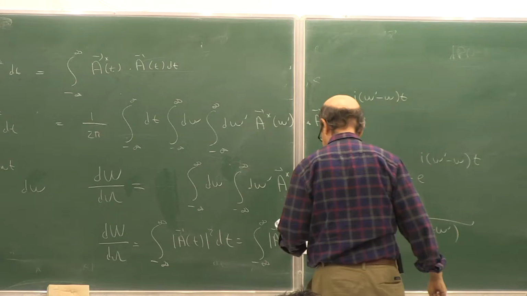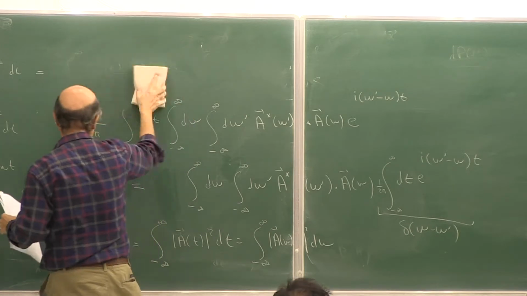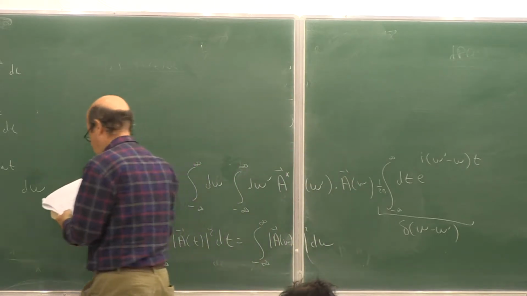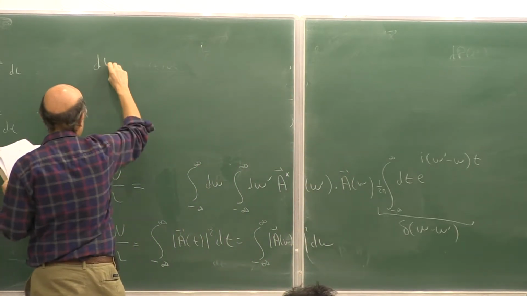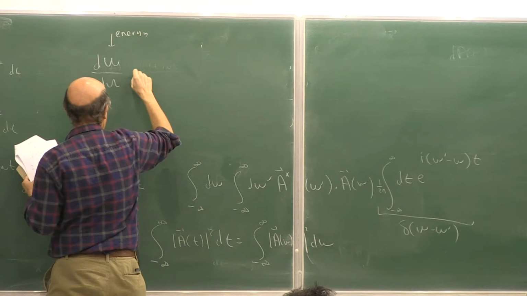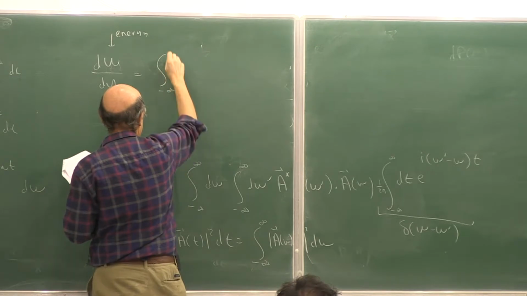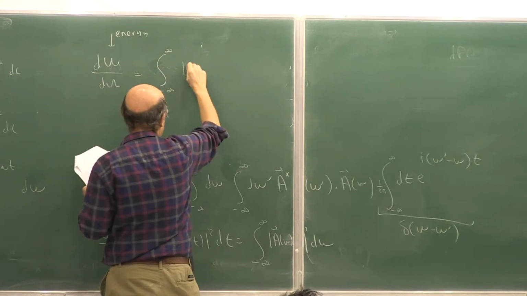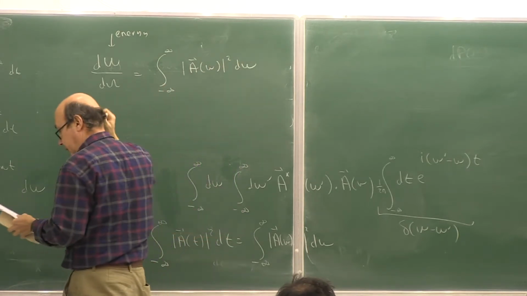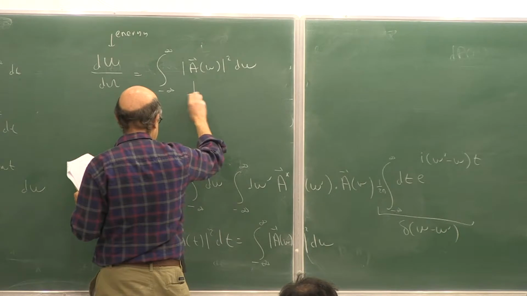So let us take this piece and rewrite everything. This is a very nice result, because we will do the following: dW over d solid angle d omega, again the energy per solid angle, is equal to the integral from minus infinity to plus infinity of A of omega squared, integrated through all solid angles, and we will write this in the following form.